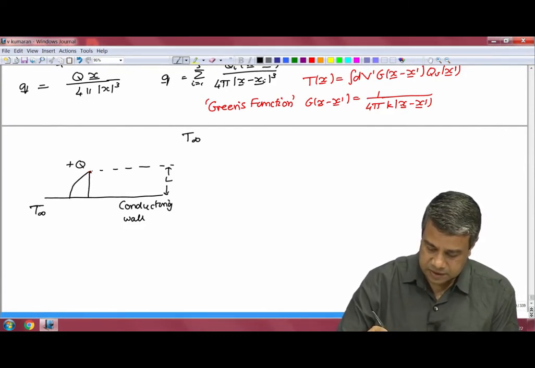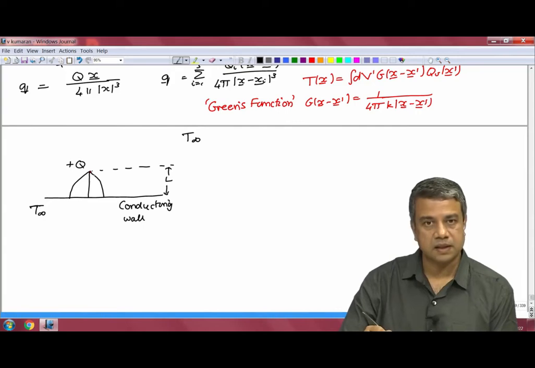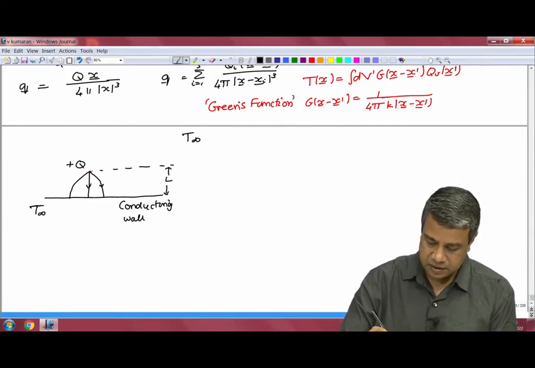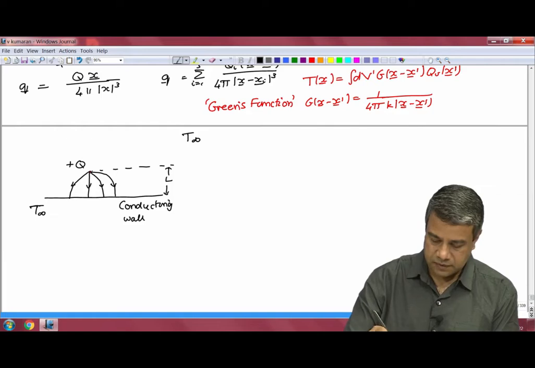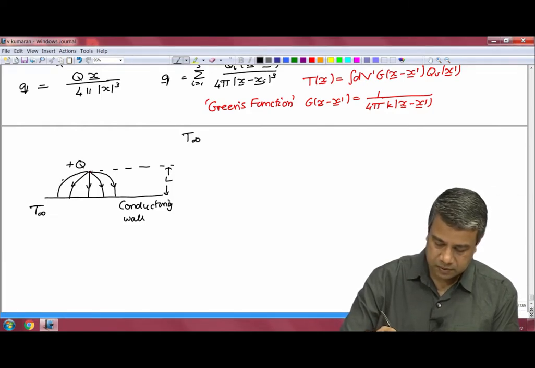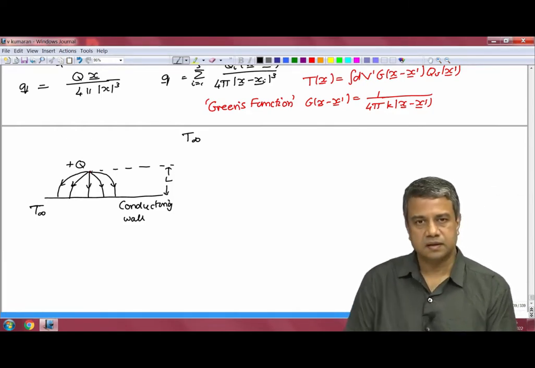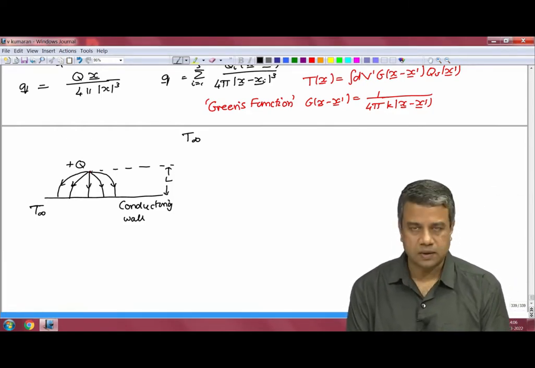That means that the flux lines that emanate from the source have to be perpendicular to the wall at the wall itself. So, that is the requirement.